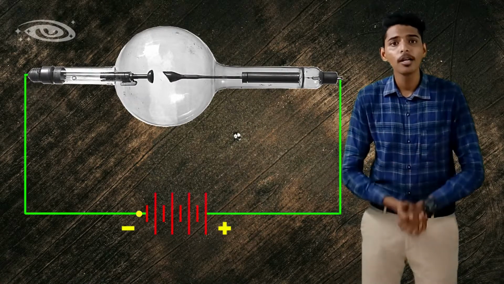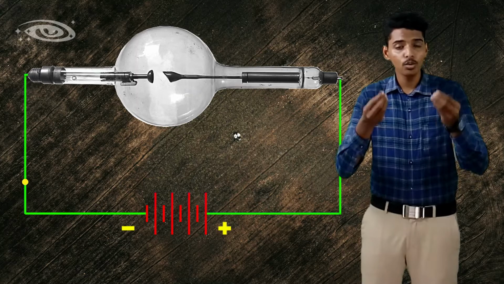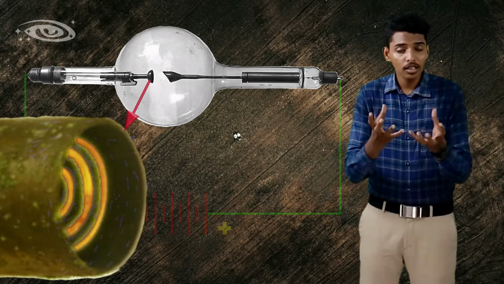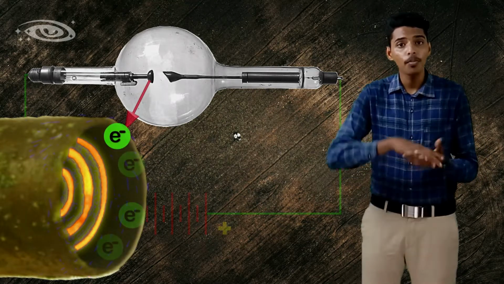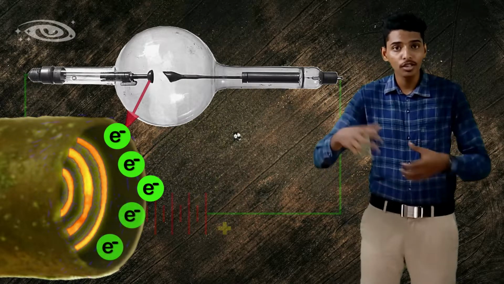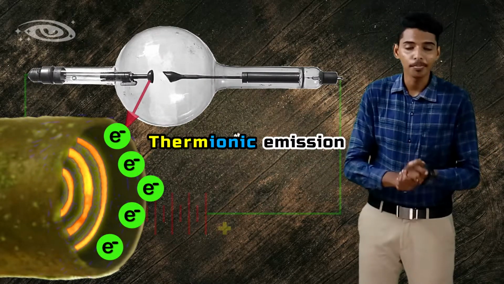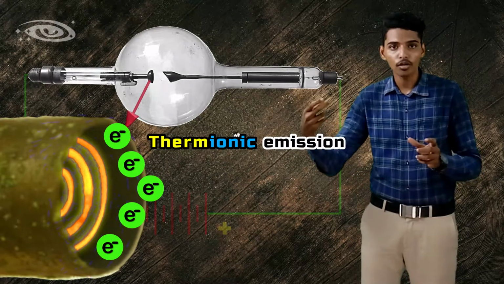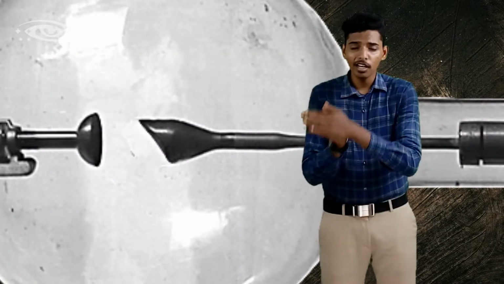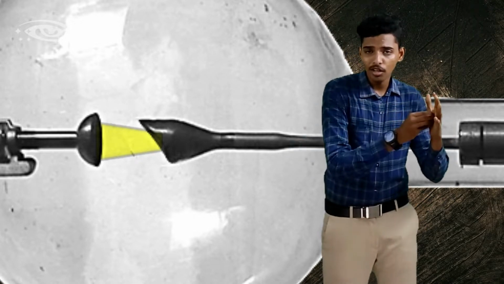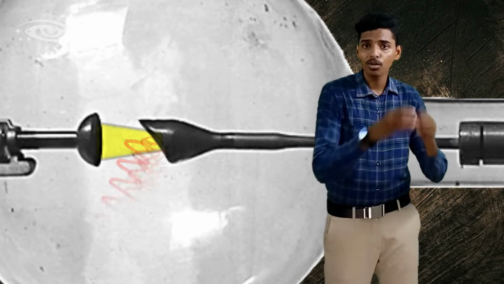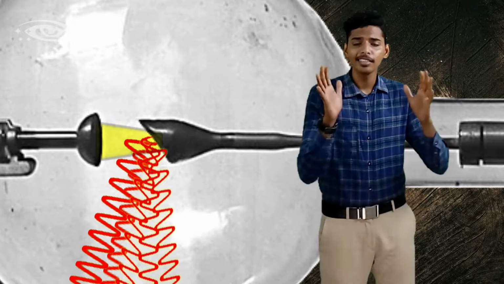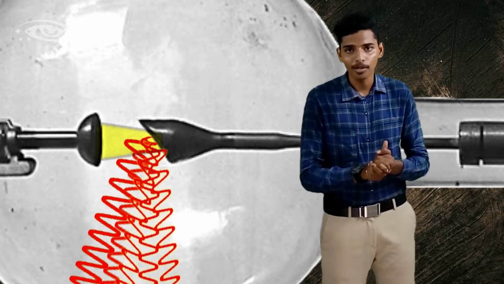By giving thermal energy to the filament, it gets heated to incandescence and emits electrons. That is called thermionic emission. By giving thermal energy to the metal, we can remove the electrons from the surface. When these electrons go and interact with the target with high velocity, X-rays are produced there. And this is simply about this hot process.